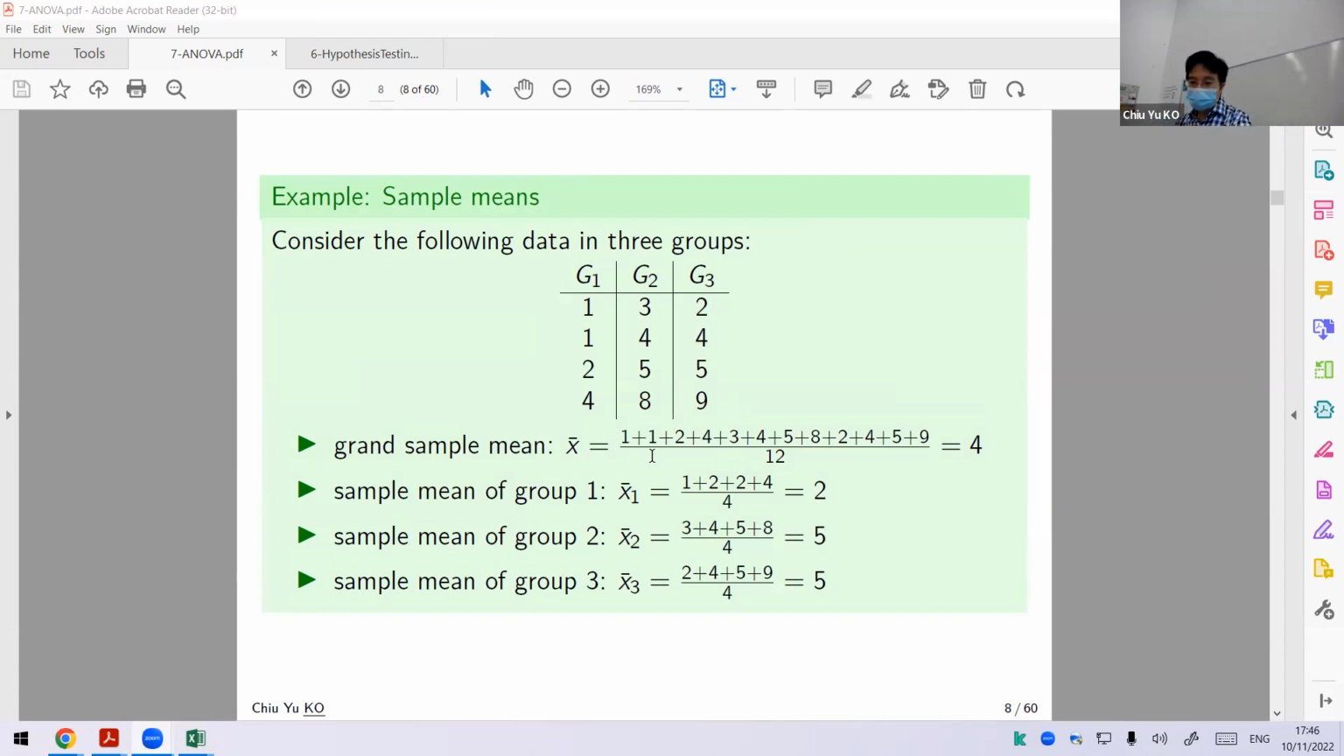So here I have the data. Maybe I should change it next time to an equal number, okay? Here I have a grand mean. It just adds up all 12 numbers divided by 12, which is 4, right? And the group 1 mean is just adding up the column divided by 4, okay? I think it's clear from these slides. Is that okay? I'm not going to calculate one by one, okay?